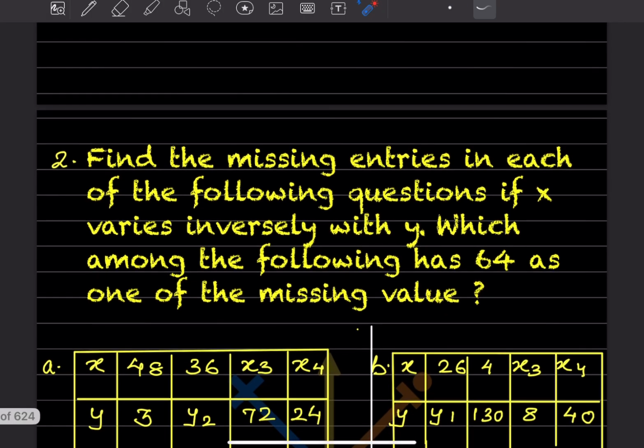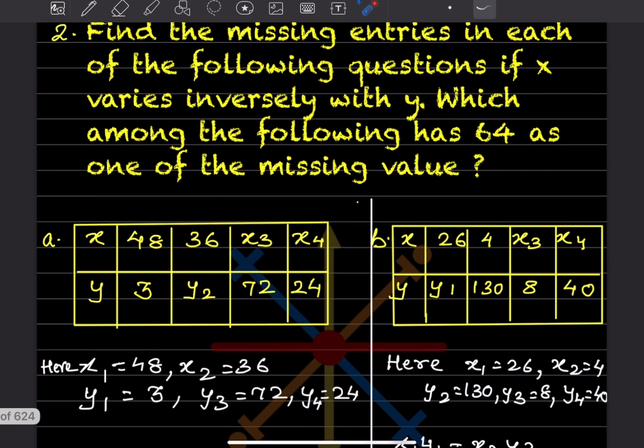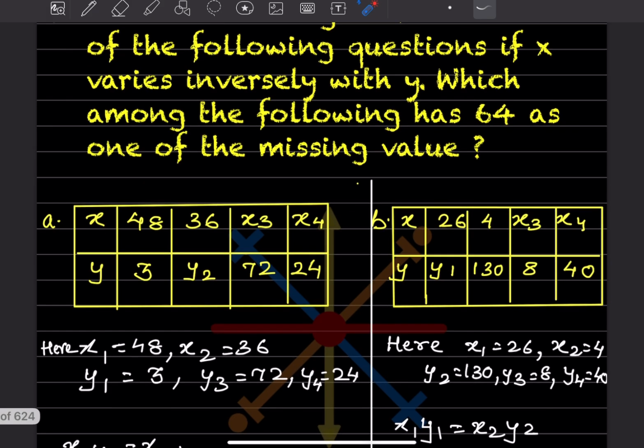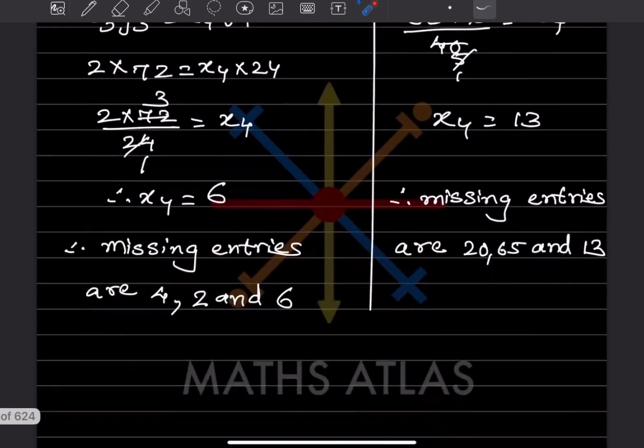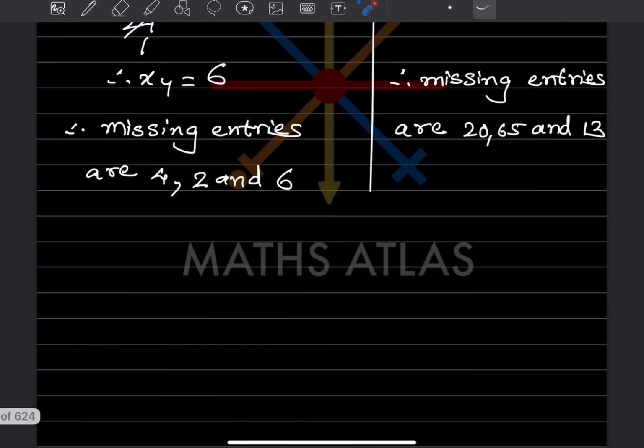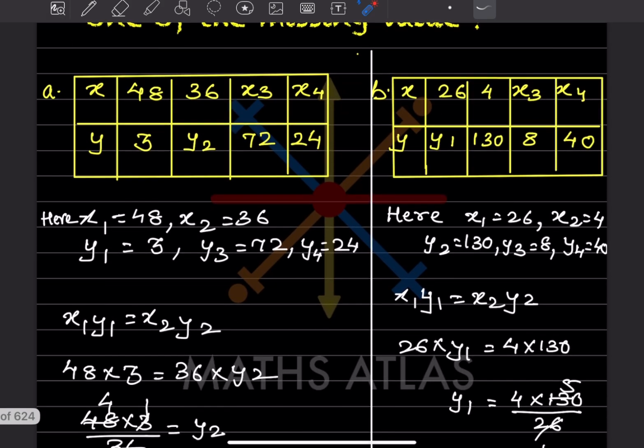Find the missing entries in each of the following questions. If x varies inversely with y, which among the following has 64 as one of the missing values? Let us solve this. We have to see that x varies inversely with y. So these are the parts A, B, C and D, the questions given here. Now this is the table given. This is x, so this is going to be x1, x2, x3 and x4. This is y, so this should be y1, y2, y3 and y4. These are the given things.